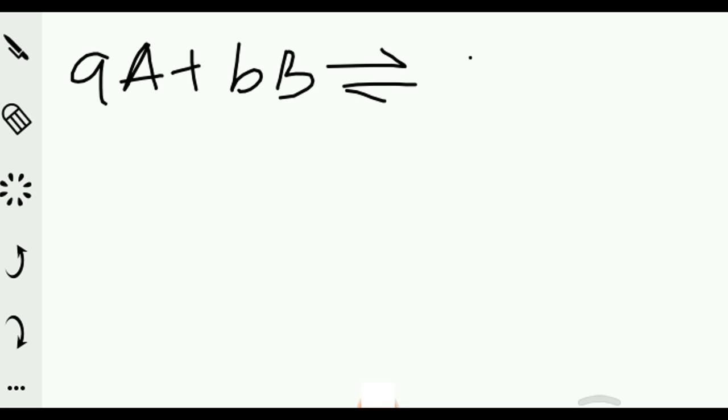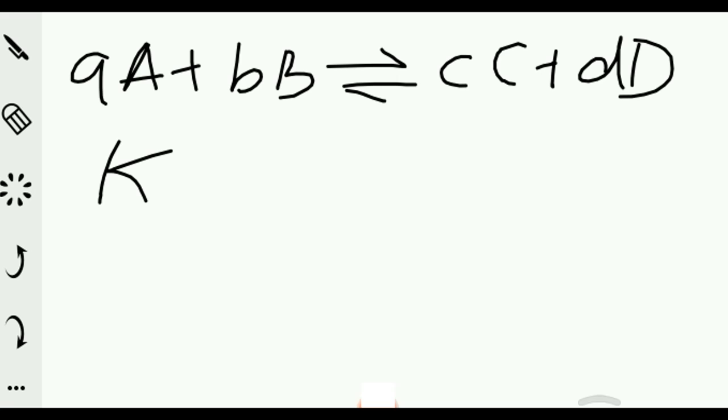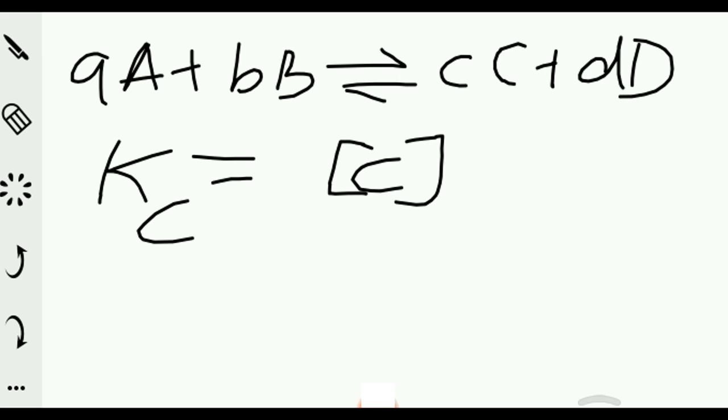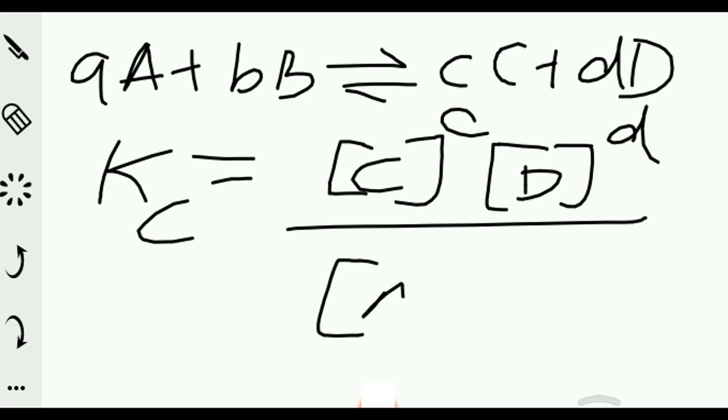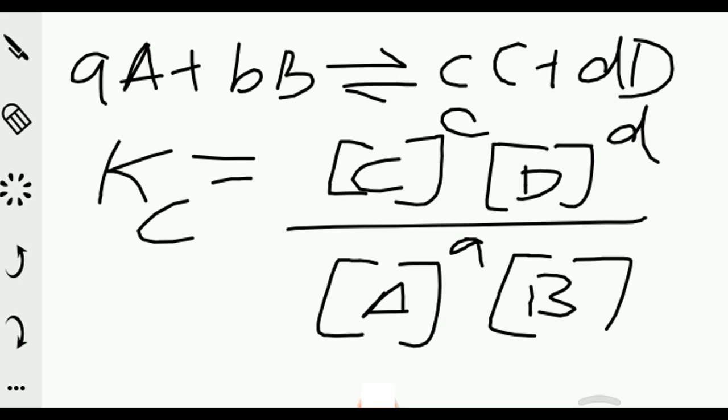So in general, consider the reaction aA plus bB in equilibrium with cC plus dD. How to write the equilibrium constant? You can write the concentration of C raised to the power c, the concentration of D raised to the power d, by the concentration of A raised to the power a into the concentration of B raised to the power b.